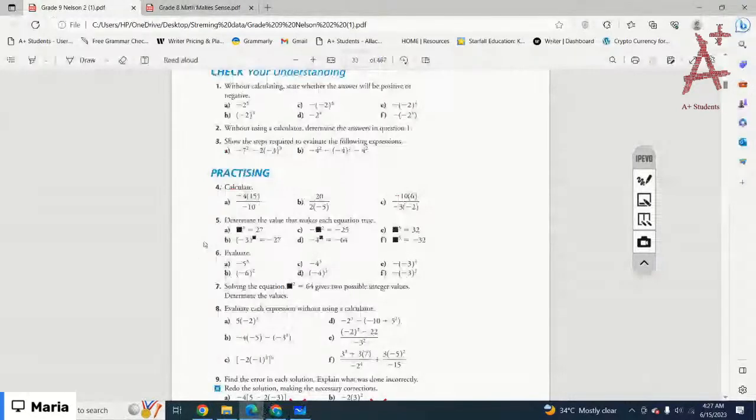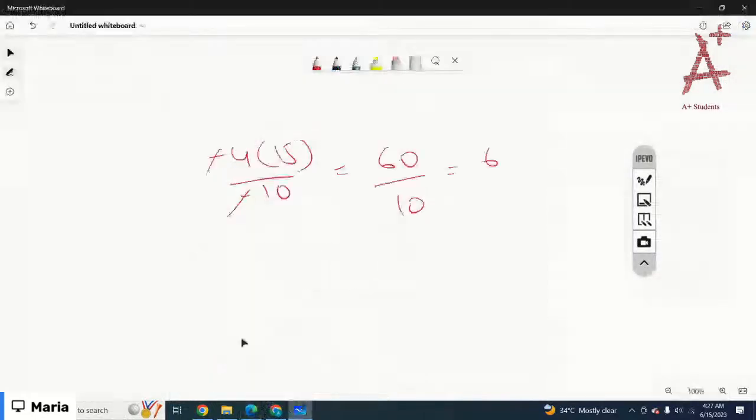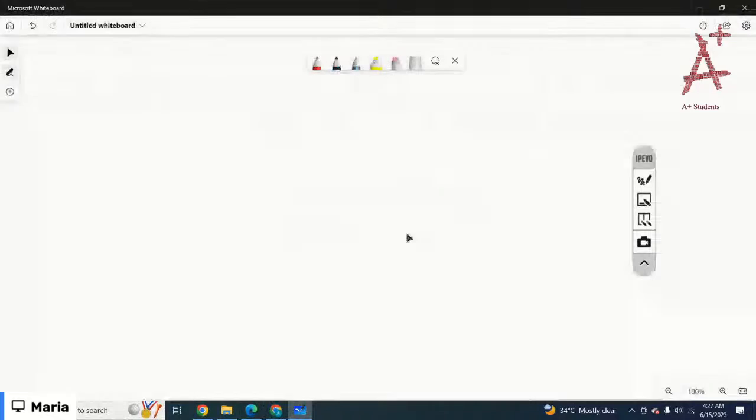Okay, just look at question number 5. Determine the value that makes each equation true. You have to find the missing values. The first one is the missing value exponent 3 equals 27. So you have to see which base with the exponent 3 equals 27. You can write 27 in exponent form. It would be 3 times 3 times 3. That means it equals 3 exponent 3. So the missing value is 3.